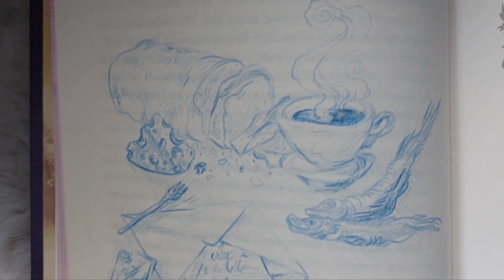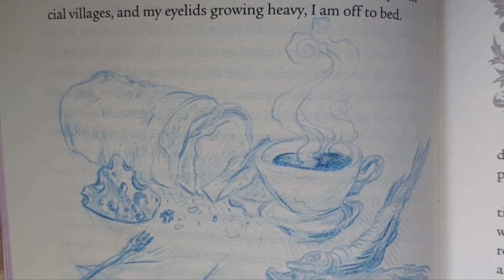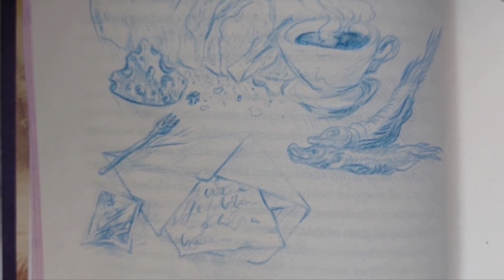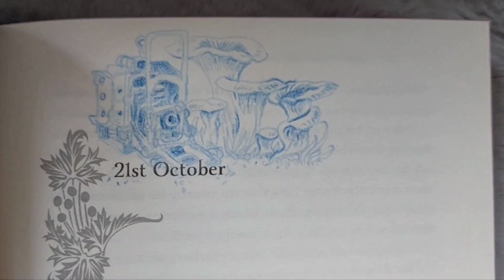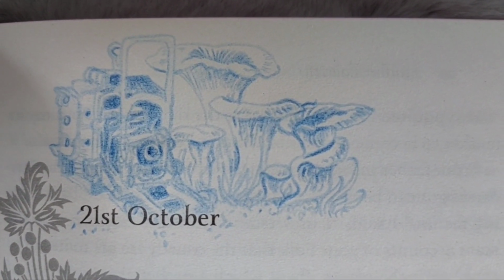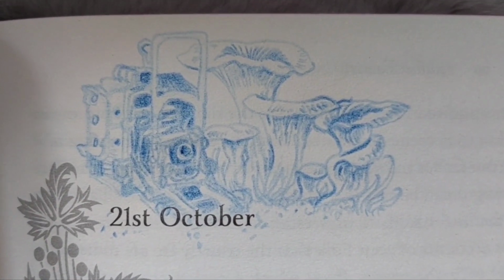So we have her breakfast right here, which is mentioned in the book. Bread, cheese, I think that's tea, and these fish thingies that I forgot the name of. And then also the letter that she got and read, attached with a photograph that is also described in the book. And then the beginning of the next chapter has her camera in it, because she's going to the woods trying to find some Fae.